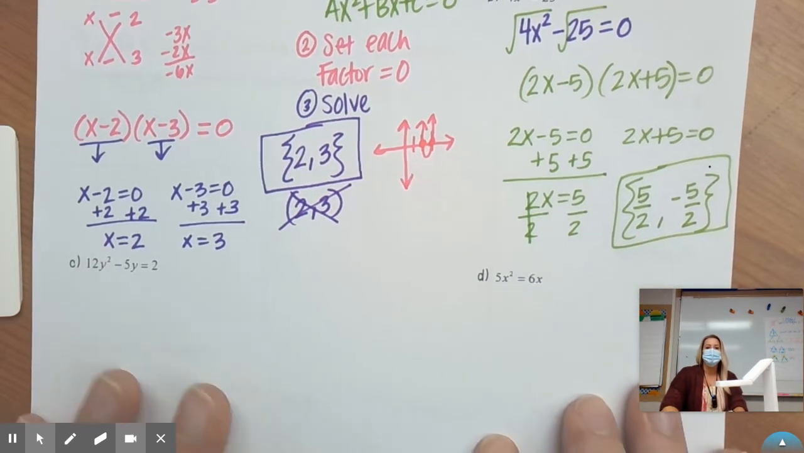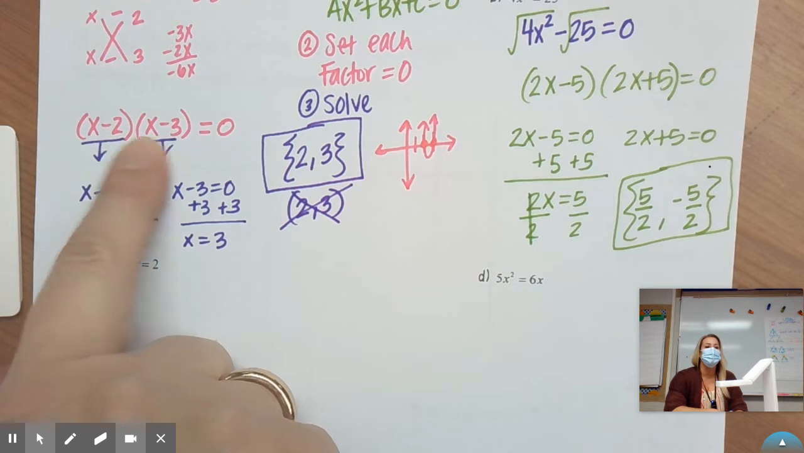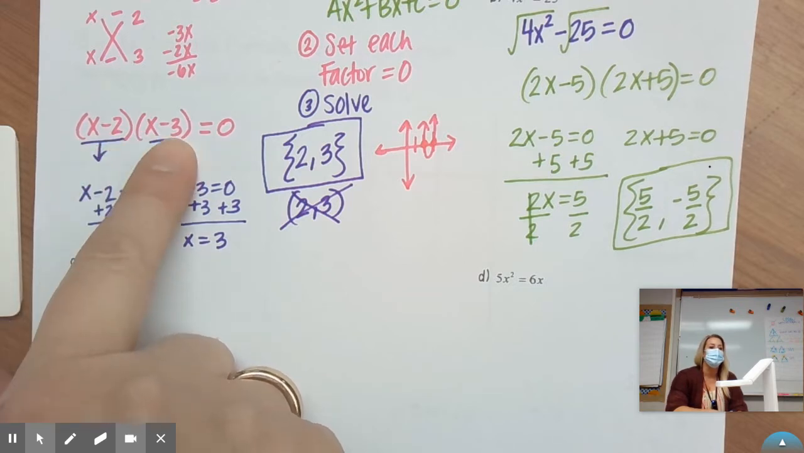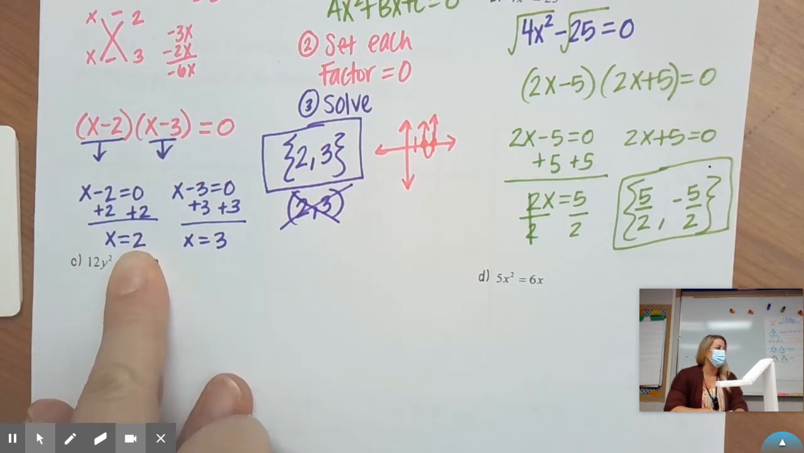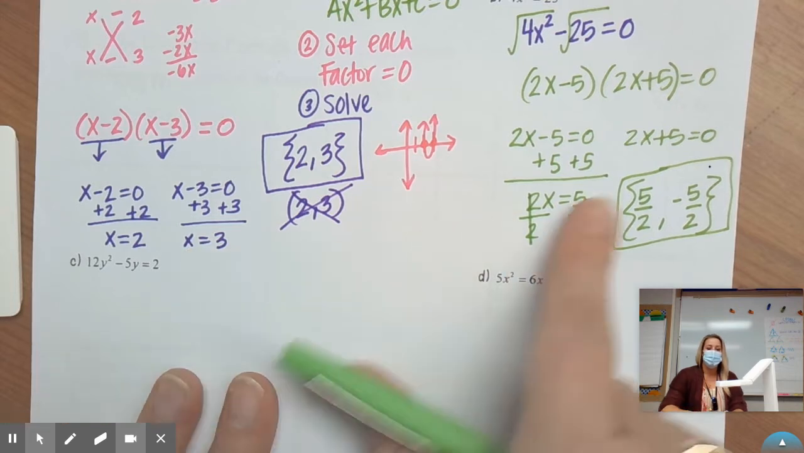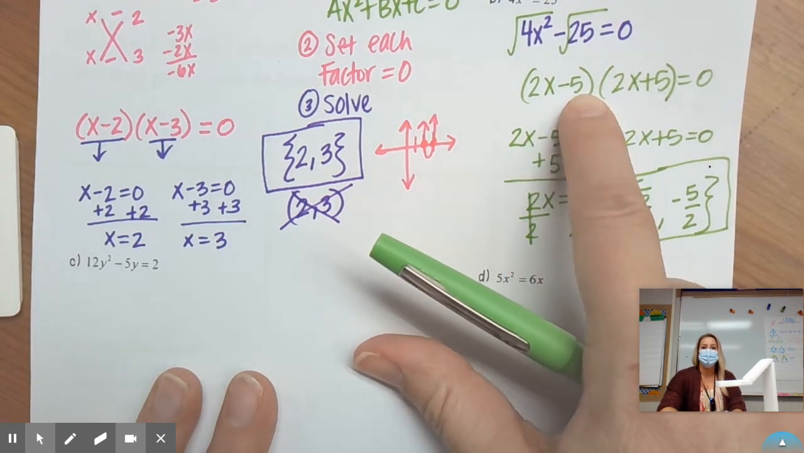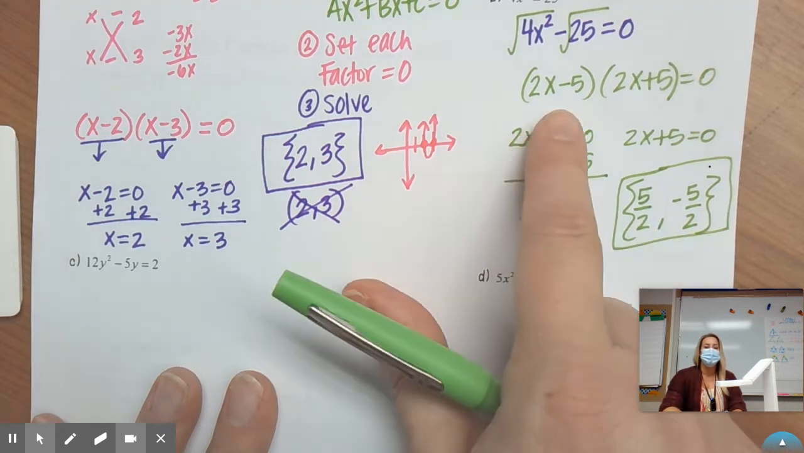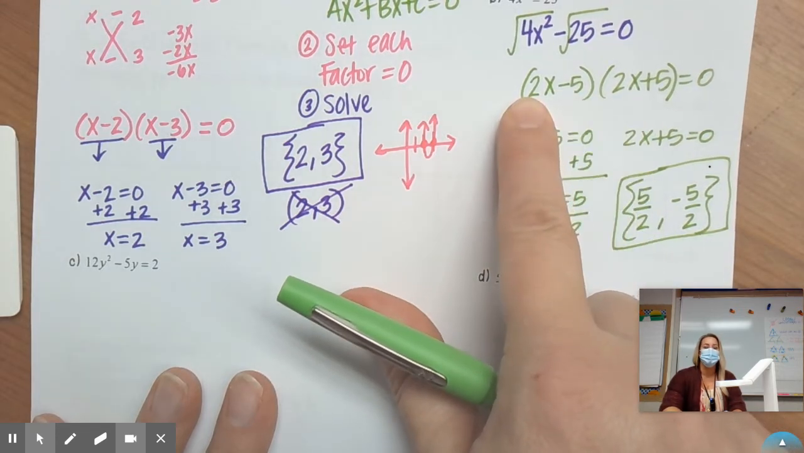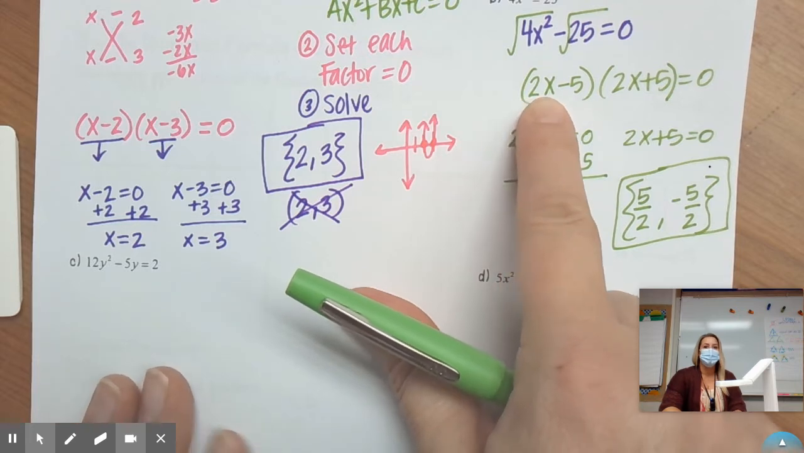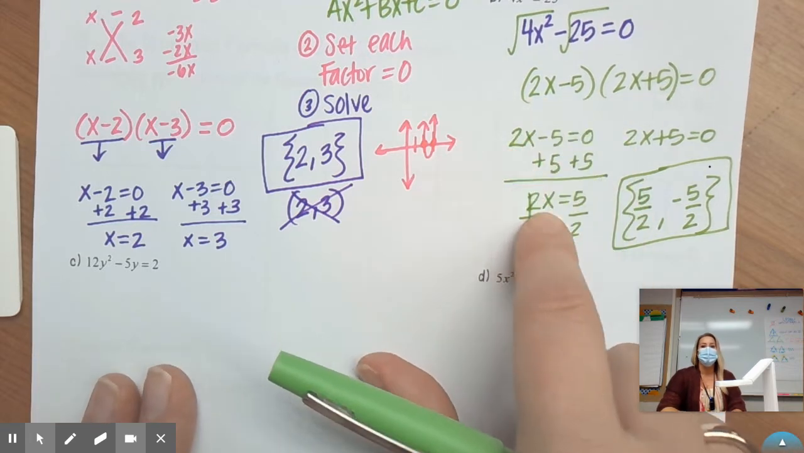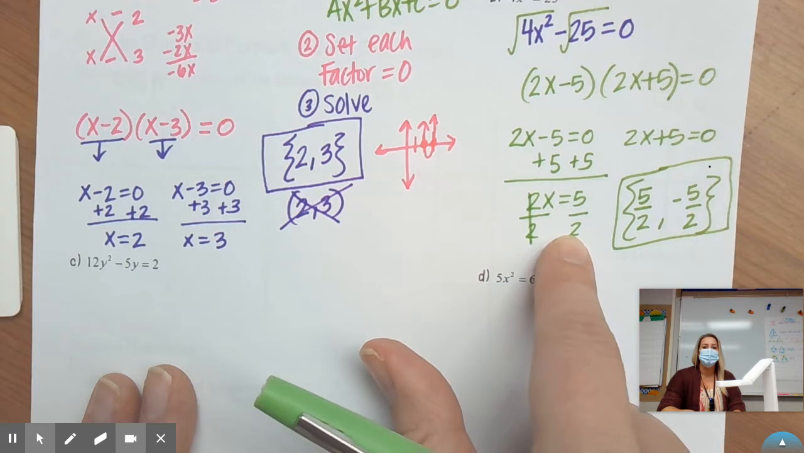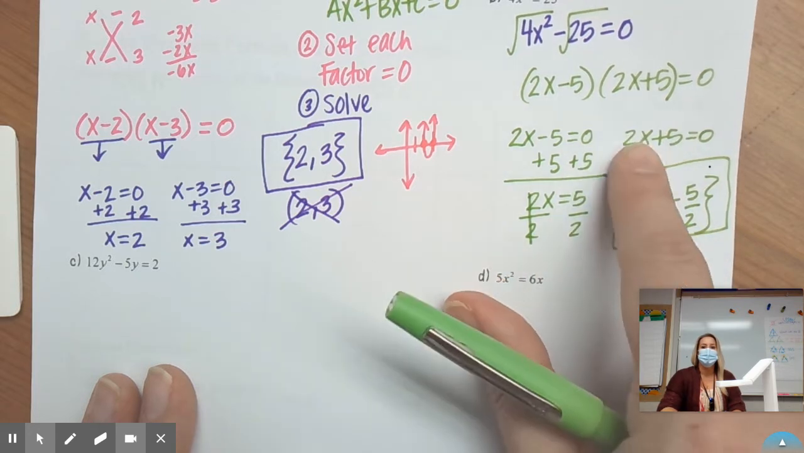You'll also probably start to see a pattern. So notice that your factors were -2 and -3. Your solutions were +2 and +3. Here your factors were negative and positive. Your answers are negative and positive. You just have to be careful with these when you have a coefficient in front of your variable. You have to divide that out. So like this one, you have to divide by 2. This one here, you have to divide by 2.